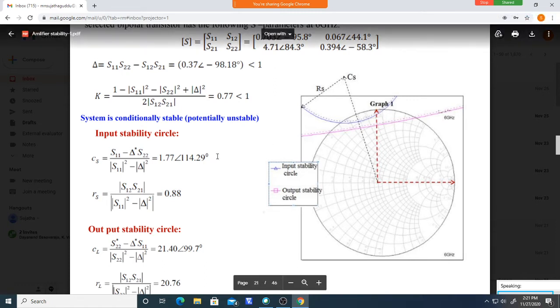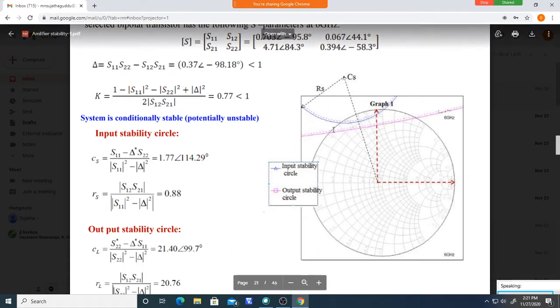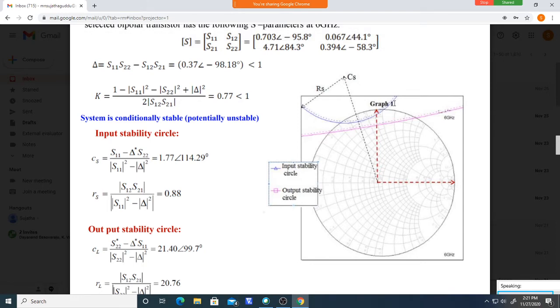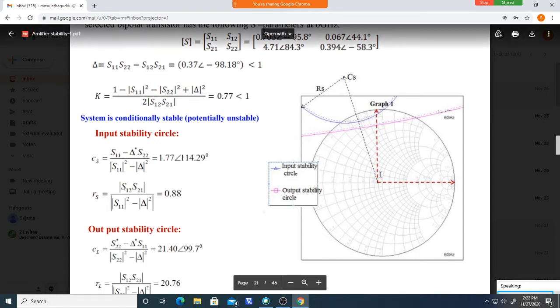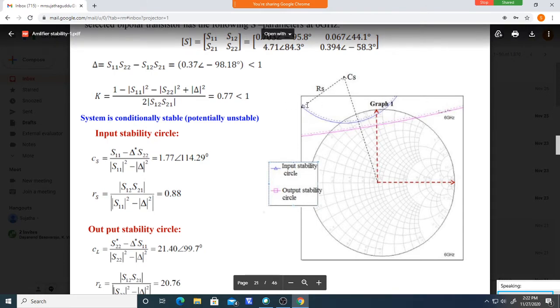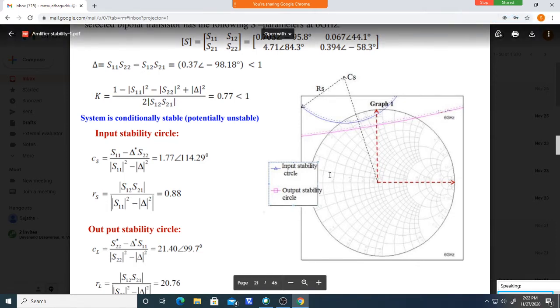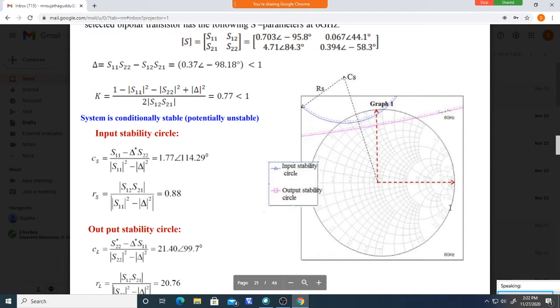So now what we can come to know from this input stability circle, ZS, actually we are drawing this for finding the value of ZS. So we have drawn this circle. From this circle we come to know this stability circle does not enclose the center of the Smith chart. So the region outside the stability circle, the region on the Smith chart which is outside the stability circle, see this region, this is the stable region. This entire region is stable.